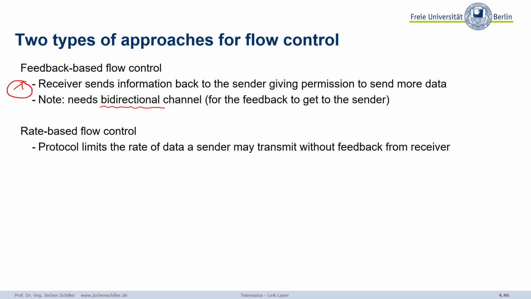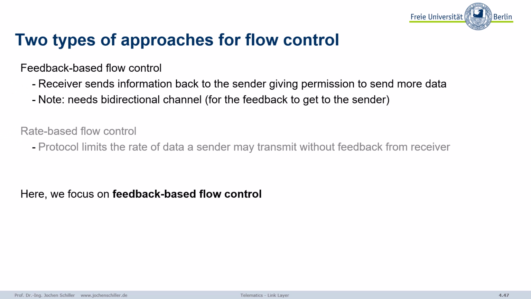So that's one way of doing it. There's a second way of doing it, and this is called rate-based flow control. We could also have a certain protocol that limits the data rate without any feedback. For example, we can agree via a protocol that the maximum data rate is 10 bytes per second. Okay? And then that means you limit the rate. There are many more versions and variants of this rate-based flow control, how this can be performed, etc. Here, we focus mainly on feedback-based flow control.